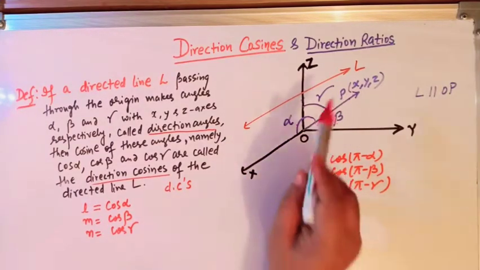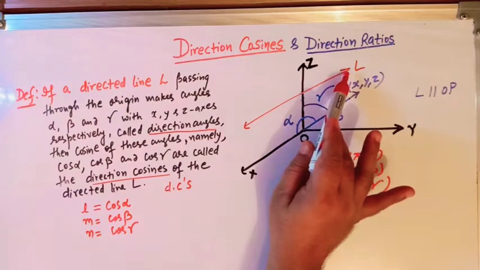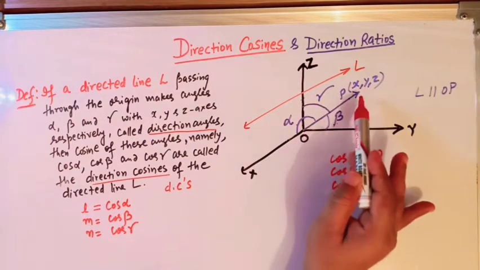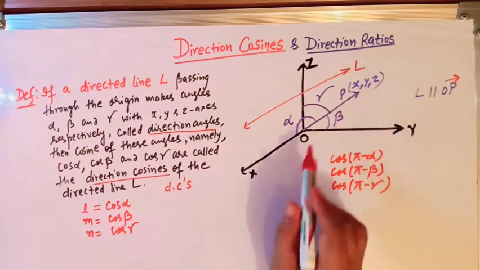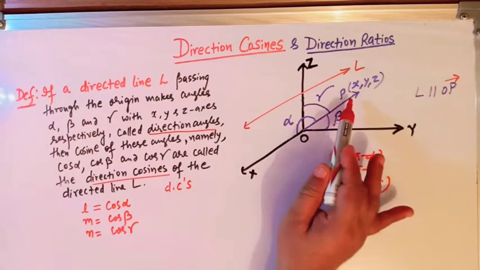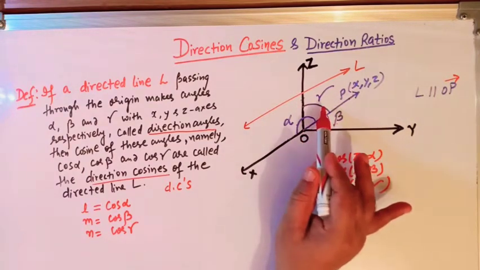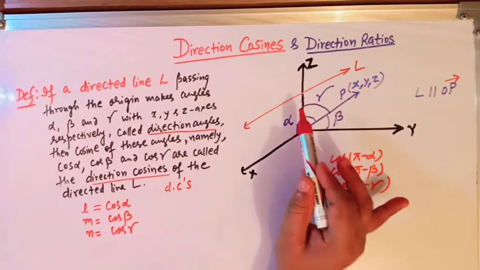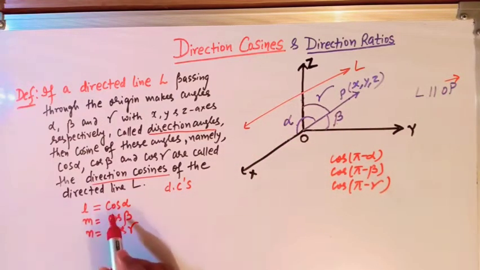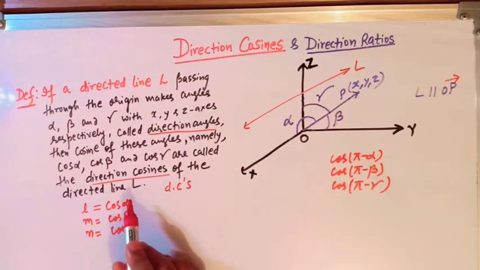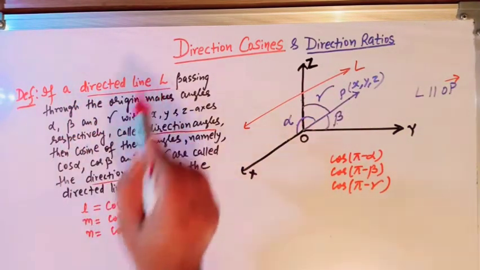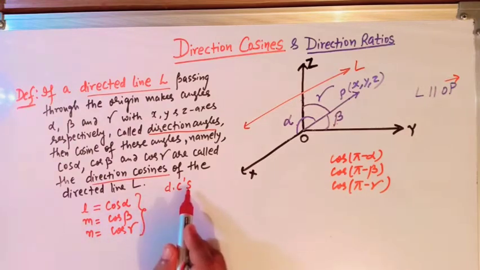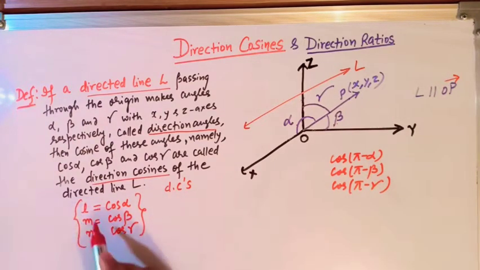So here we are taking this direction because our vector OP is in the same direction. So this vector OP makes angles alpha, beta and gamma with the positive direction of the three axes. So the cosines of these angles are known as the direction cosines of this directed line L, right? And the DCs in short are denoted by the letters l, m and n, right?